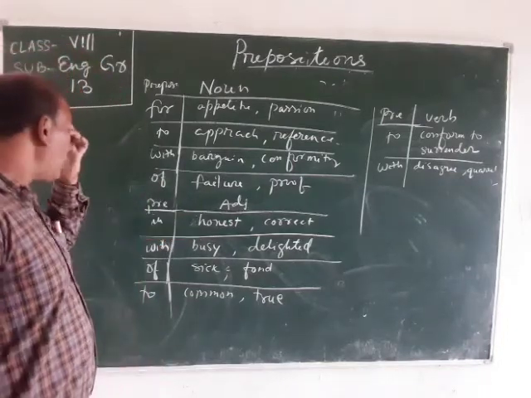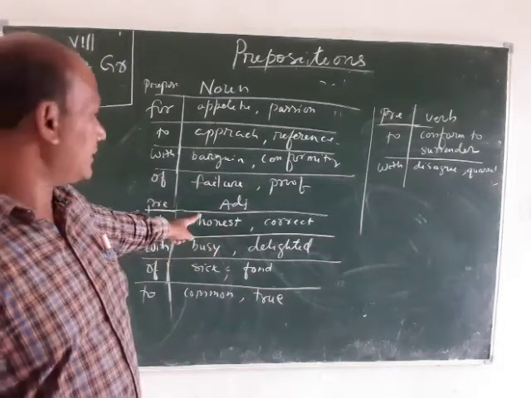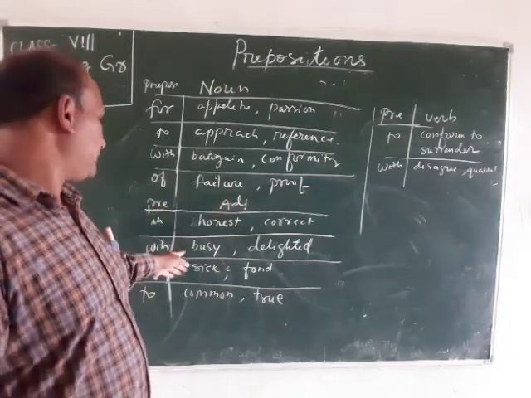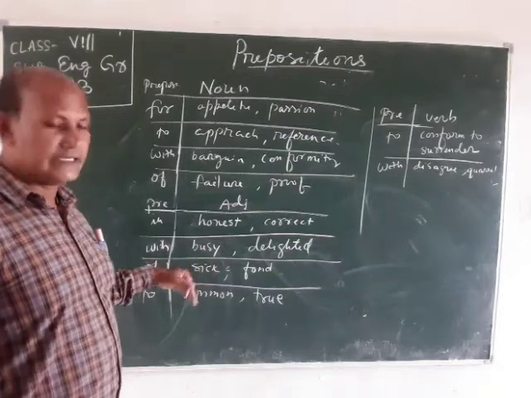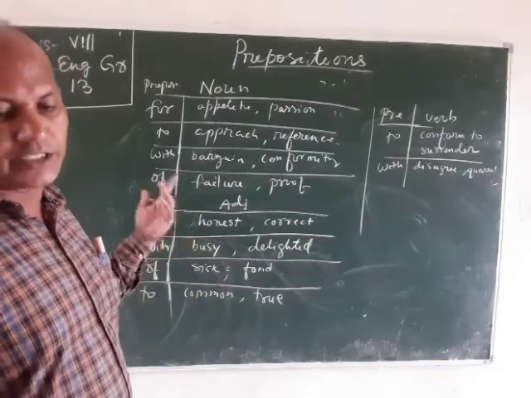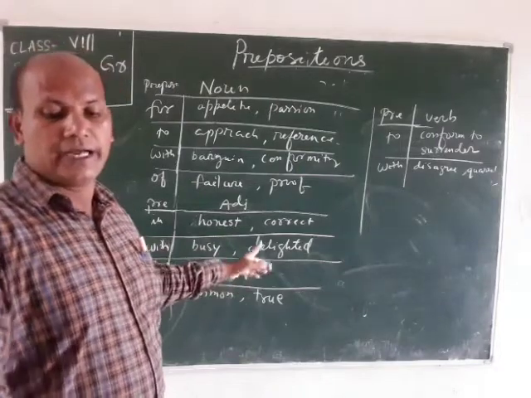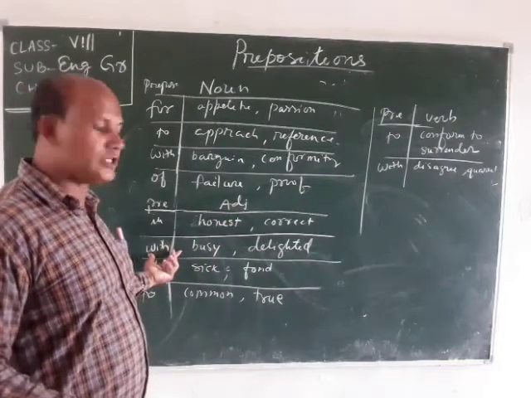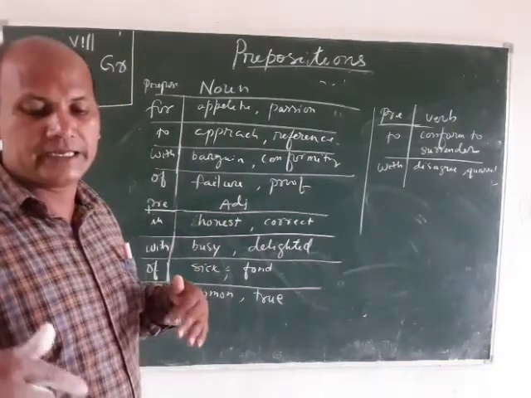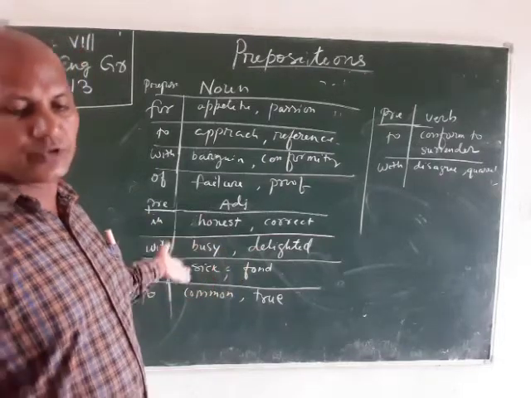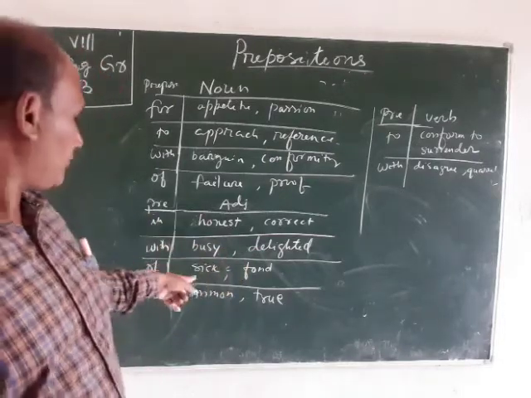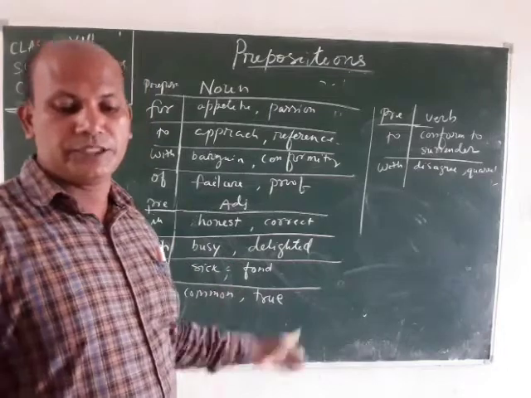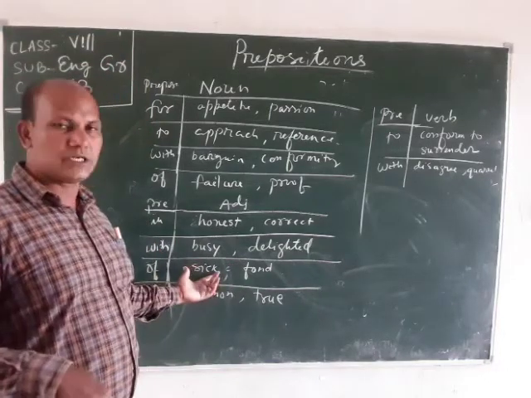Now adjectives: honest in, correct in. Okay, in adjectives: proficient in, temperate in, accurate in. Busy with, delighted with, contented with, inspired with, disgusted with, endued with, compatible with, etc. This preposition is used with these adjectives. Sick of, I am fond of this picture, okay? Or assured of, conscious of, distrust of, guilty of, worry of, ignorant of, devout of, etc. Of is used with these adjectives, okay?